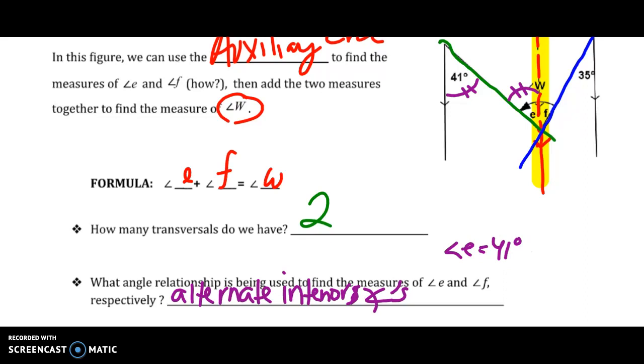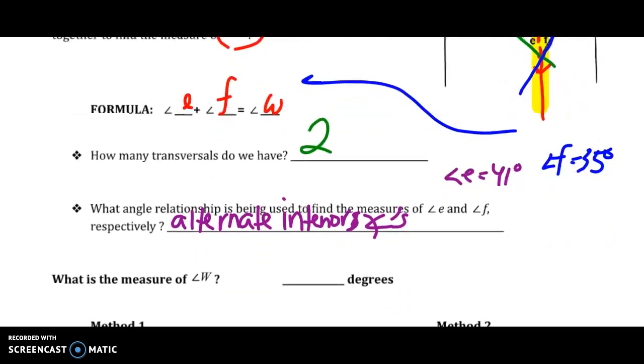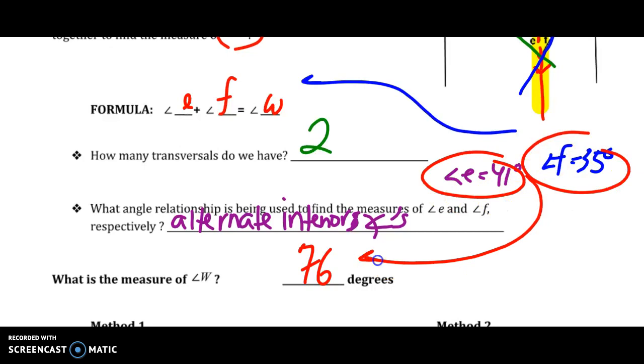Similarly, for the blue transversal, we have 35 degrees, alternate interior with angle F. So angle F equals 35 degrees. And according to what we said before, if we add the 2 parts of the angle, we get the entire angle. So what is the measure of angle W? That would be 76 degrees. Again, the sum of E and F together.